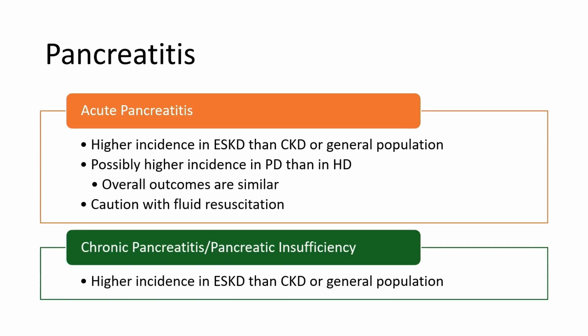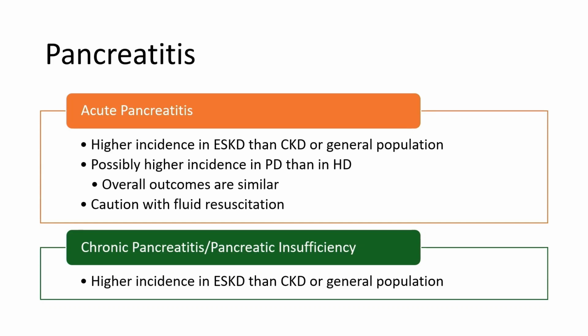I don't think anyone can tell you why, but there is a higher incidence of pancreatitis, both acute and chronic, in patients that have end-stage kidney disease compared to patients with chronic kidney disease or the general population. There's some data, although it's not strong, that the incidence may be higher in patients that use peritoneal dialysis. But overall, the outcomes are very similar.